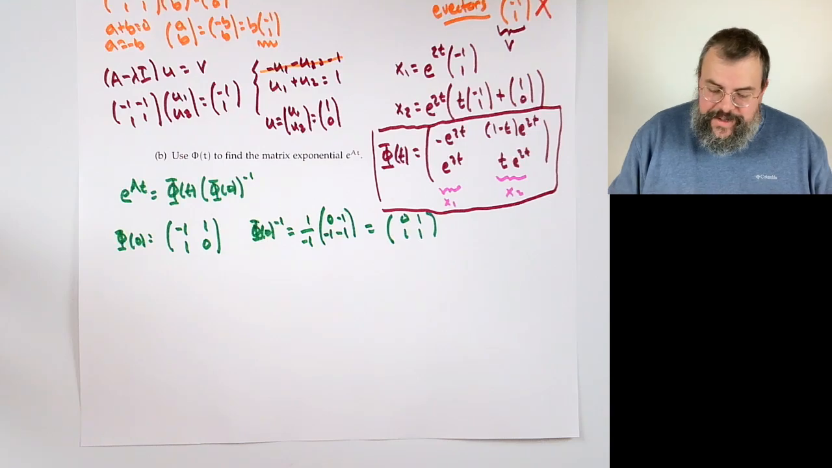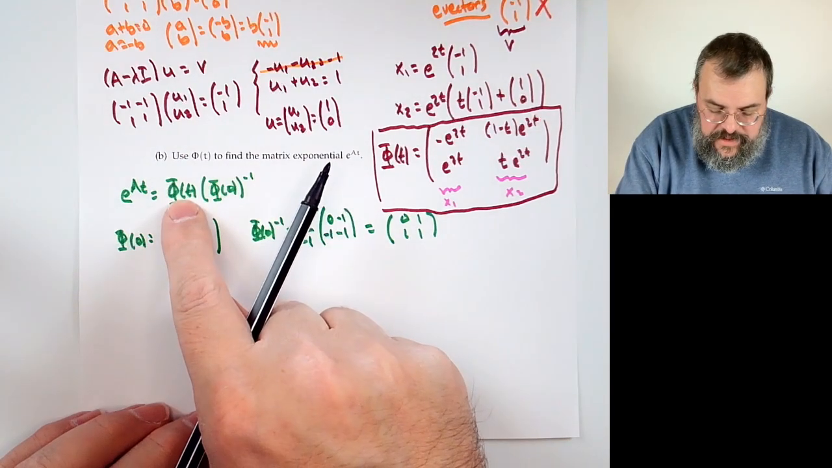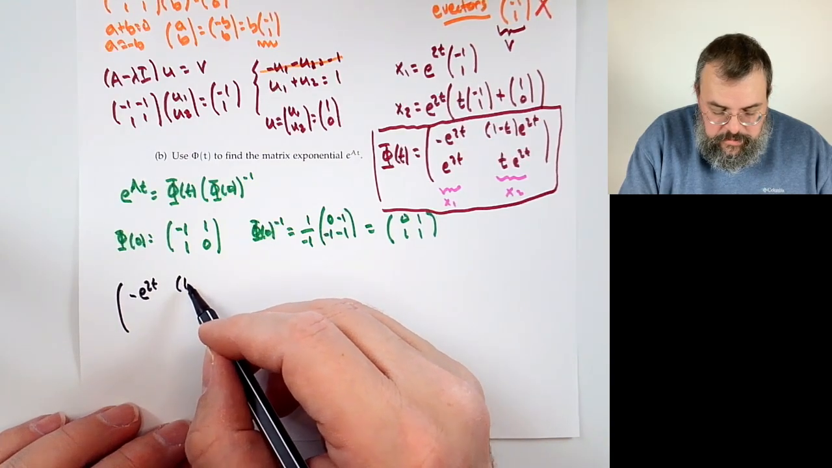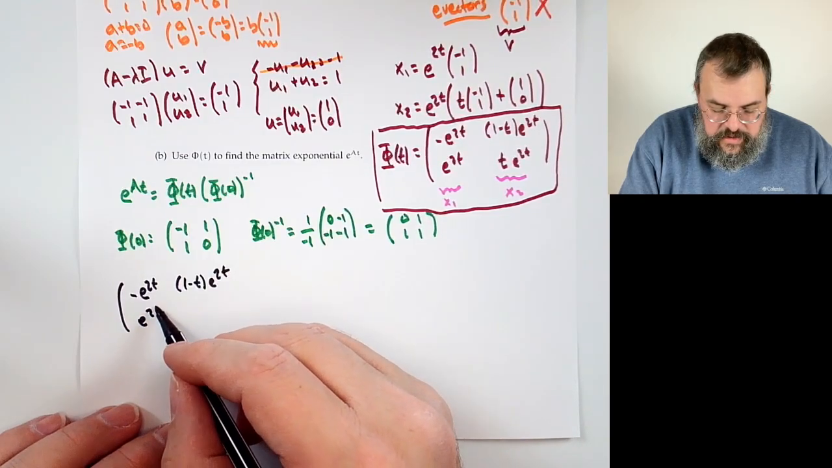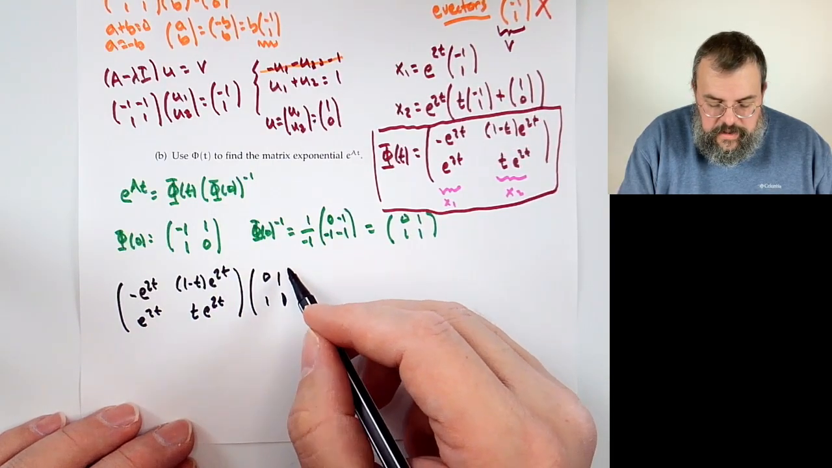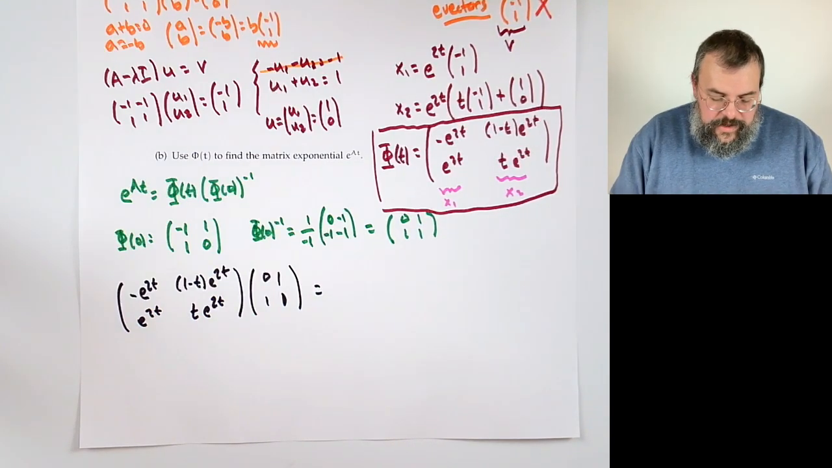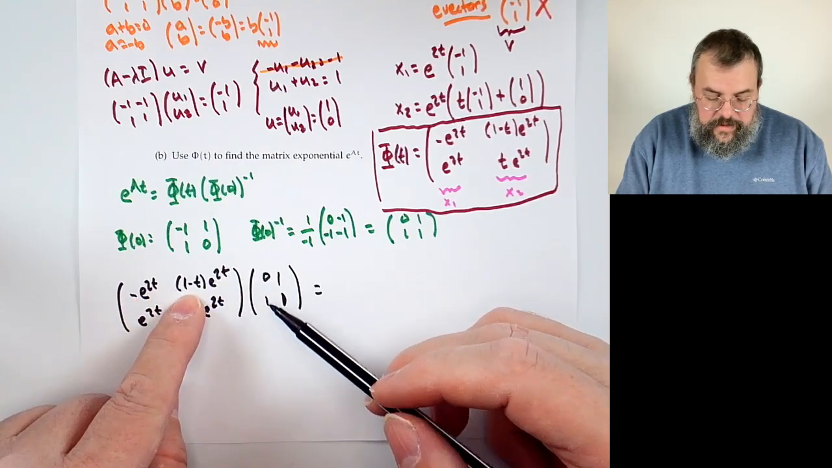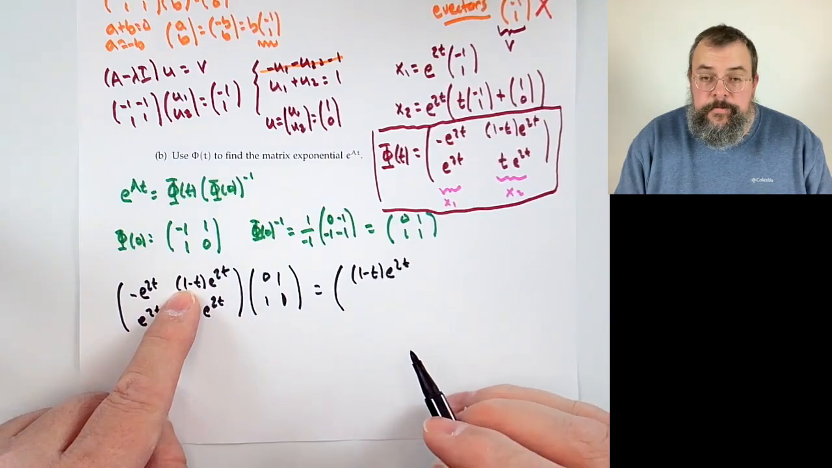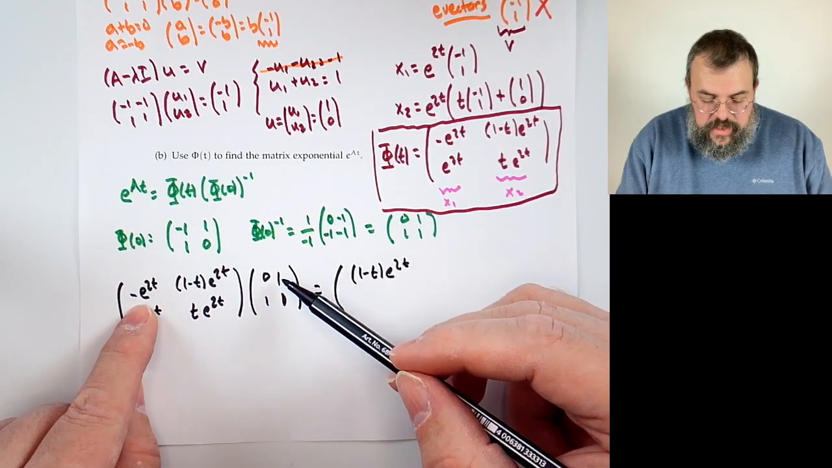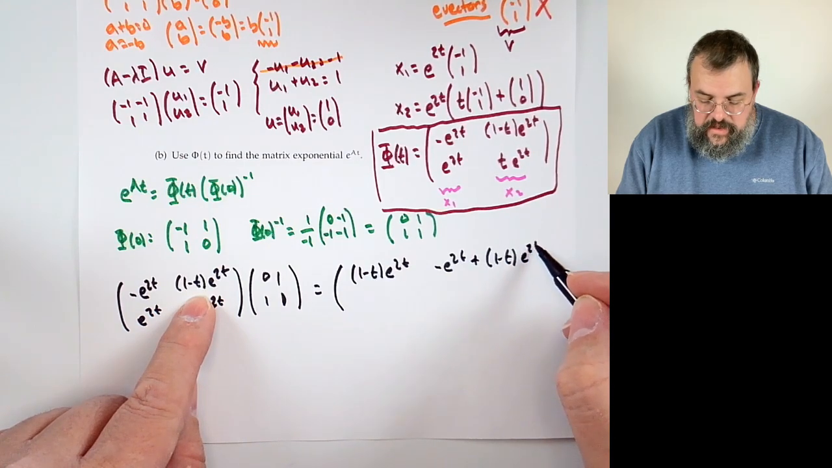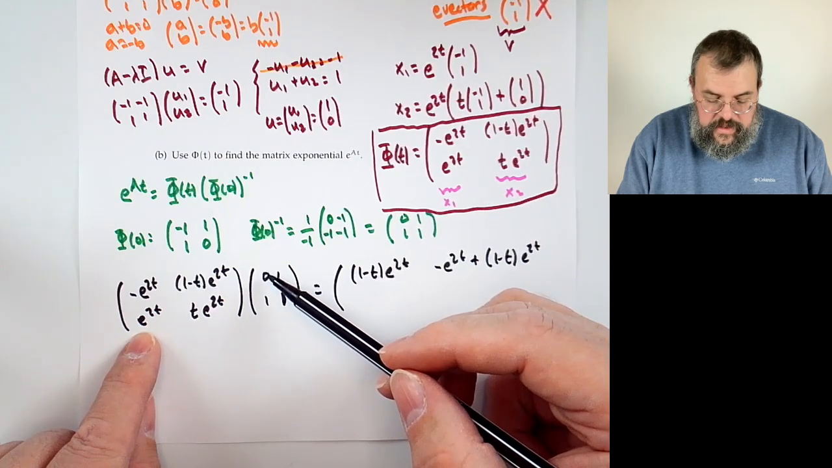Okay, so what do we do to finish the problem? Well, we're going to take phi of t times this matrix. So we're going to get minus e to the 2t, 1 minus t e to the 2t, e to the 2t, and t e to the 2t, times 0, 1, 1, 1. Okay, well, let's do the work. All right, so 0 plus 1 of those. So that 0 is out, plus 1 of those makes 1 minus t e to the 2t. Then we're going to get minus e to the 2t. So I'll write that down, minus e to the 2t, plus 1 minus t e to the 2t. Here we're going to get 0 plus t e to the 2t.